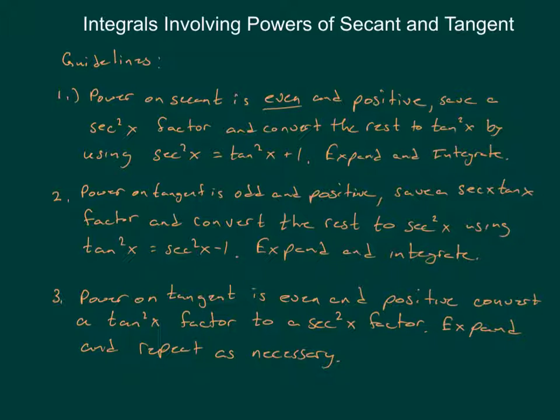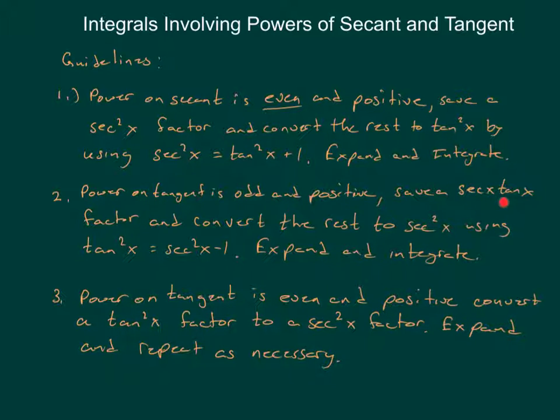Number 2 is where the power on tangent is odd and positive. In that situation, you're going to want to save a secant x tan x factor. And we're going to convert all the rest of the tangents to secant squareds using, again, that Pythagorean identity. At that point, you need to expand and integrate. Now, the key part on this one, you have to remember that you've pulled a secant x and a tangent x out. All the other ones, we're pulling out the other function.